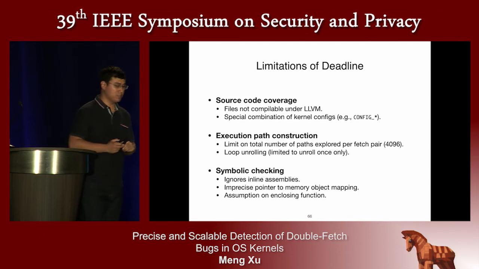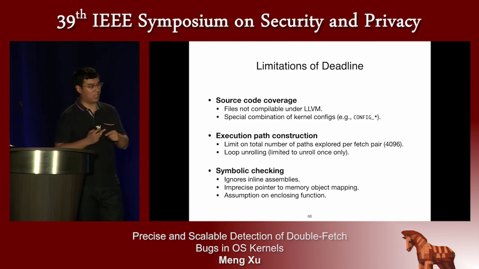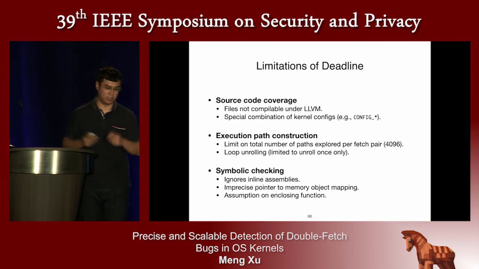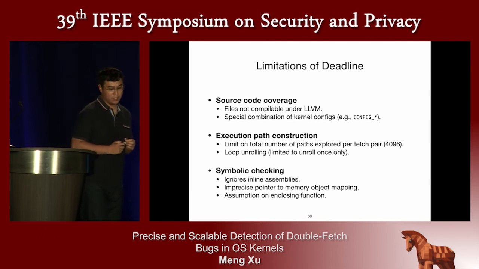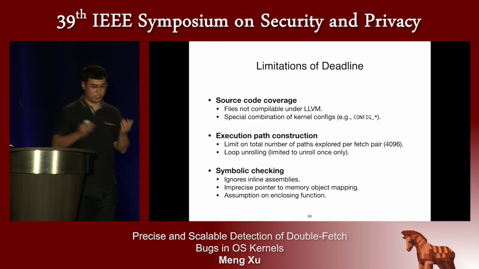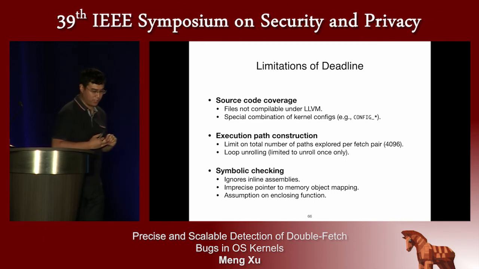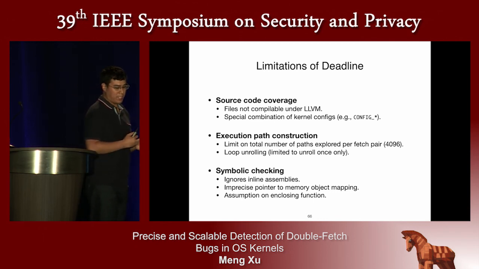Some limitations: we could not analyze anything not compatible with LLVM. And there are some execution path construction limitations. For example, we couldn't handle a path that has too many branches, and we only do loop unrolling once. In symbolic checking, we ignore inline assemblies, but fortunately there are not many in the double fetch cases. And we may have some imprecise pointer-to-memory-object mapping.